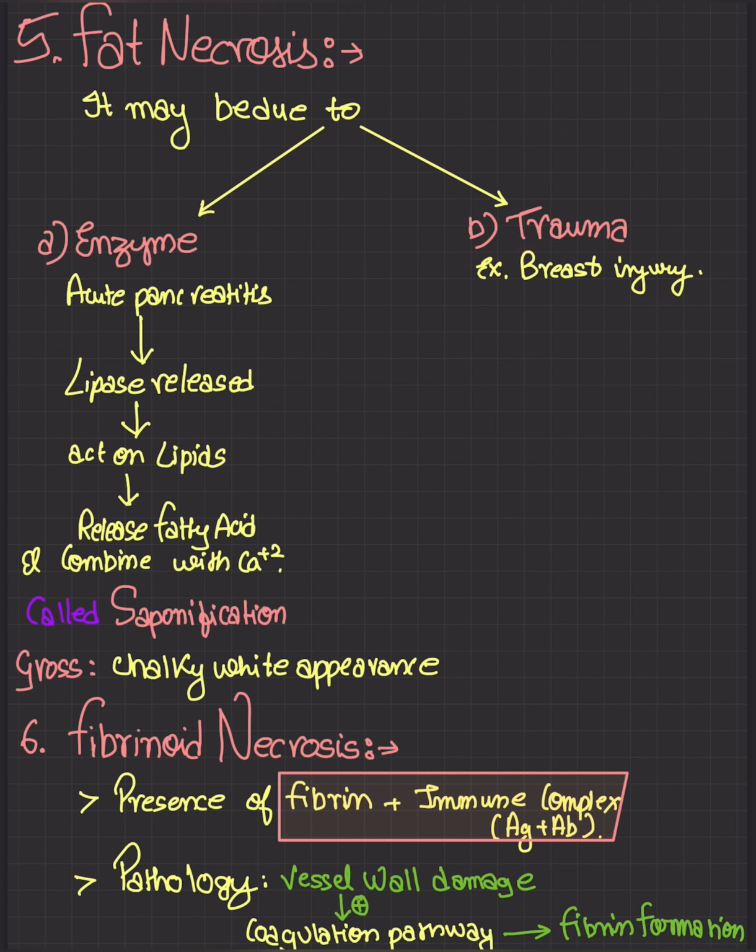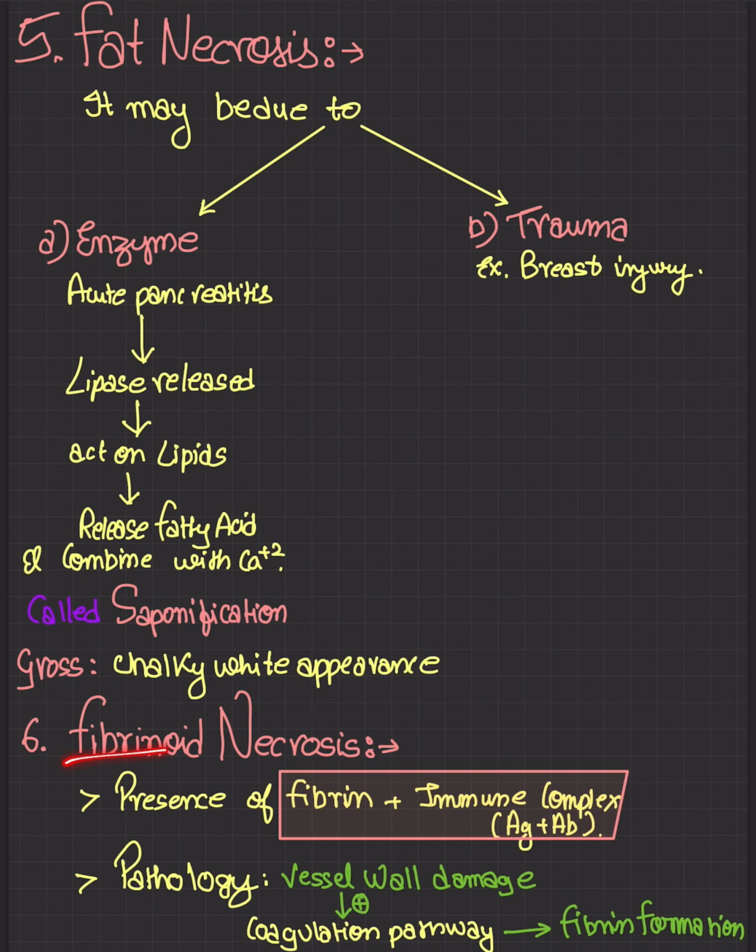When we talk about enzymatic, in acute pancreatitis, lipases are released, and due to this disease, lipases are activated inside the pancreas itself, which will act on lipids and release fatty acids that combine with calcium, which is called saponification. On saponification, the gross structure becomes chalky white in appearance.